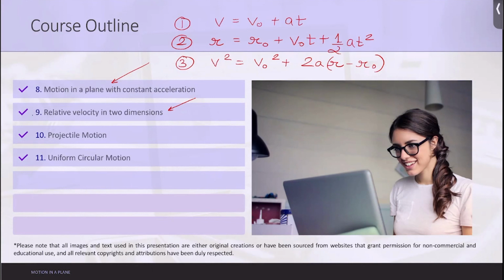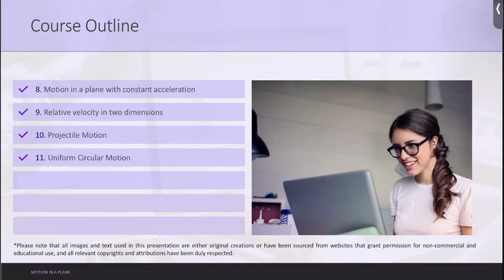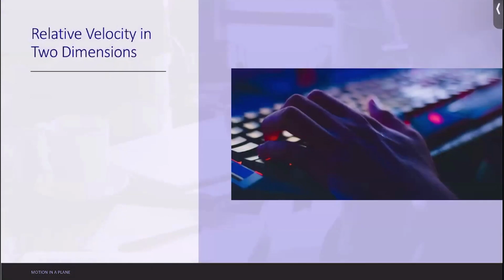Now in this chapter, we will understand relative motion in two dimensions, and then we can move on to the two remaining concepts: one is projectile motion, and next is uniform circular motion. Let us understand relative velocity in two dimensions first, which is the next subtopic.